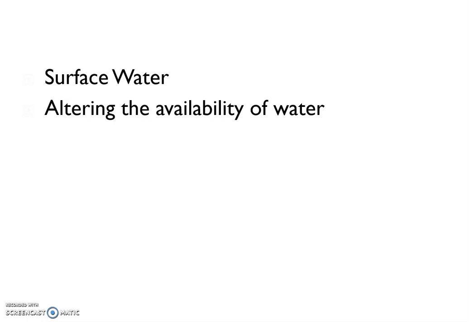In this screencast, we will be looking at two separate topics. The first one is surface water, water on the surface of the earth that is fresh water and can be used for things like industry, agriculture, and drinking water. The second topic will be altering the availability of water. So first, let's look at surface water.